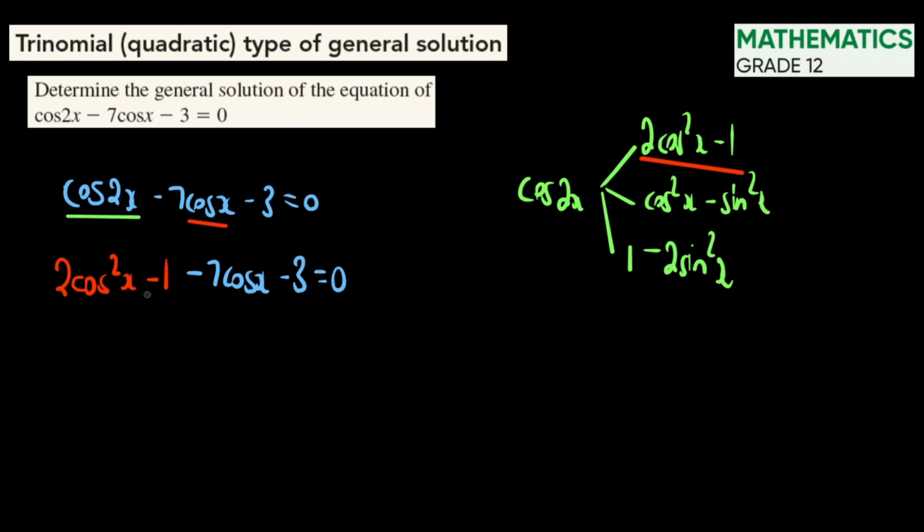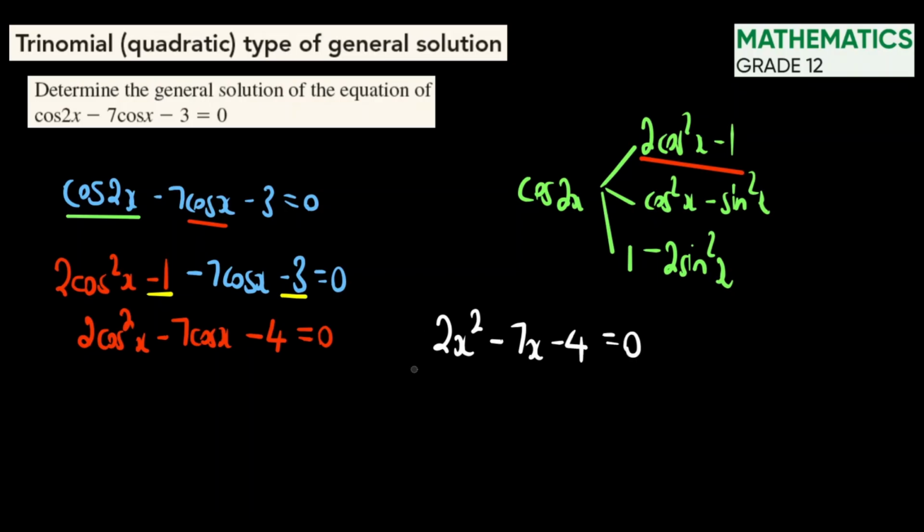And then now we group like terms, minus 1 and minus 3. So we'll have 2 cos squared x minus 7 cos x, and then minus 4, which is equal to 0. So now we have a standard quadratic. If this doesn't look like a quadratic, we can replace the cos x with x, which will be 2x squared minus 7x minus 4 equals 0. Now it looks more like a quadratic equation. So what we do, we have to open 2 brackets. We have to find the factors of 2, and for that which we multiply gives us negative 7.